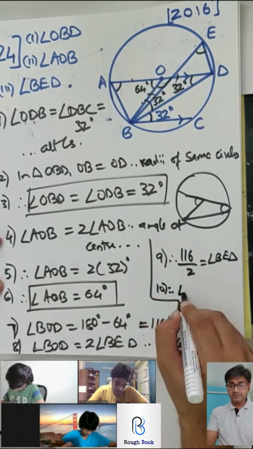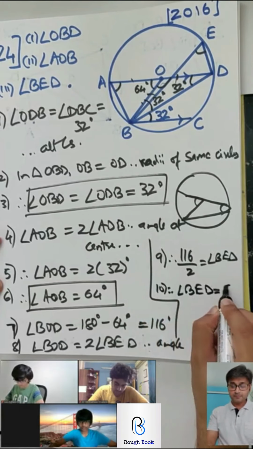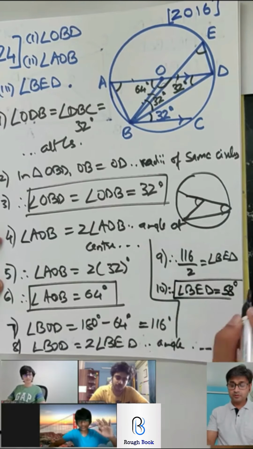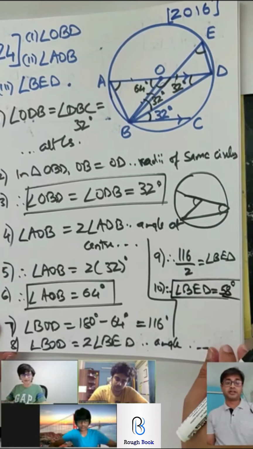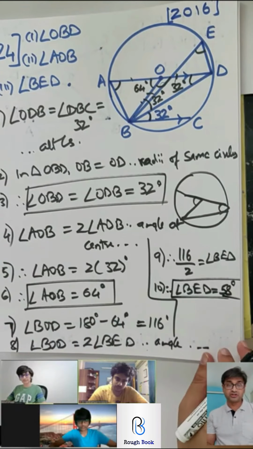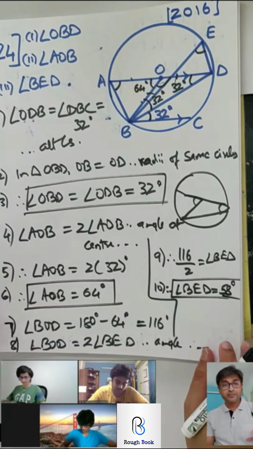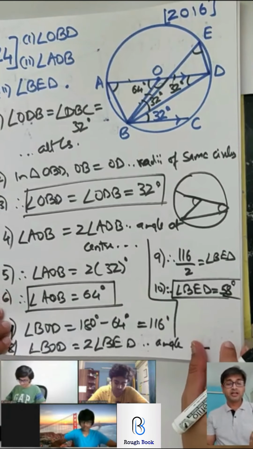So how much did you get, guys? BED? No, 58 is absolutely correct. That was a 2016 board question. So if you're getting it, you're already prepared for the boards. Keep it up, guys. Let's go to the next one.